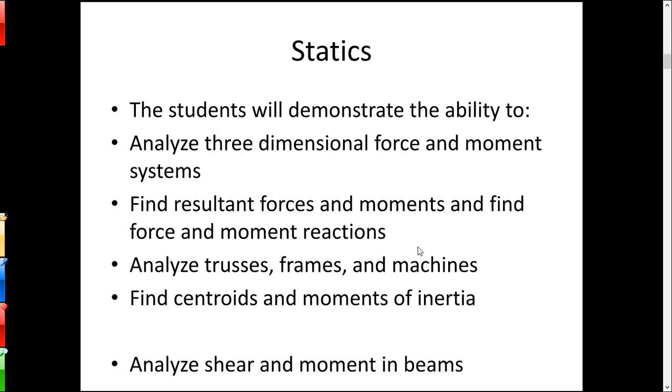All right, so we're going to cover 3-dimensional force and moment systems, resultants, moments, force and moment reactions, trusses, frames and machines, shape properties, which are centroids and moment of inertia, and shear and moment. So those are the things we're going to cover, and we would hope that by the time you're done with this class, you can analyze these different topics and problems in these different topics.